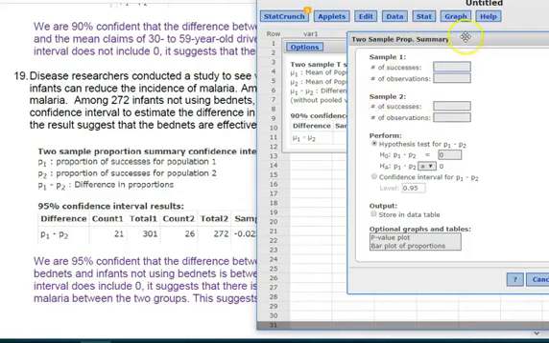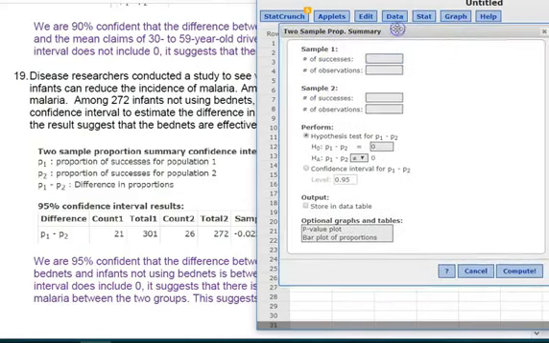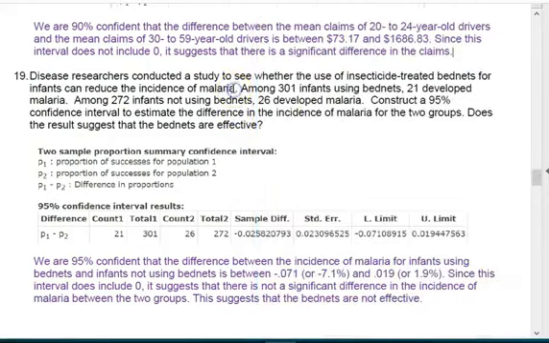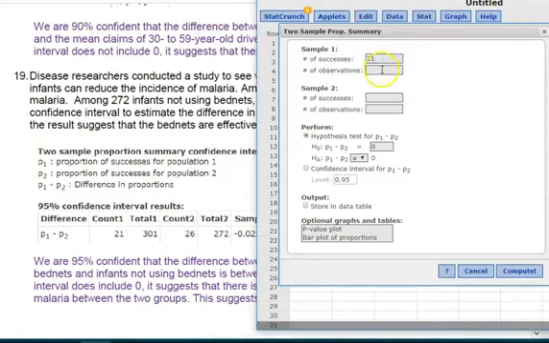For each group, we're going to put in our number of successes and the number of observations. Again, we want to do this in the same order that it's listed in the problem. So first is the infants that did use bed nets. That's 21 out of 301. Our number of successes is 21. Our number of observations is 301.